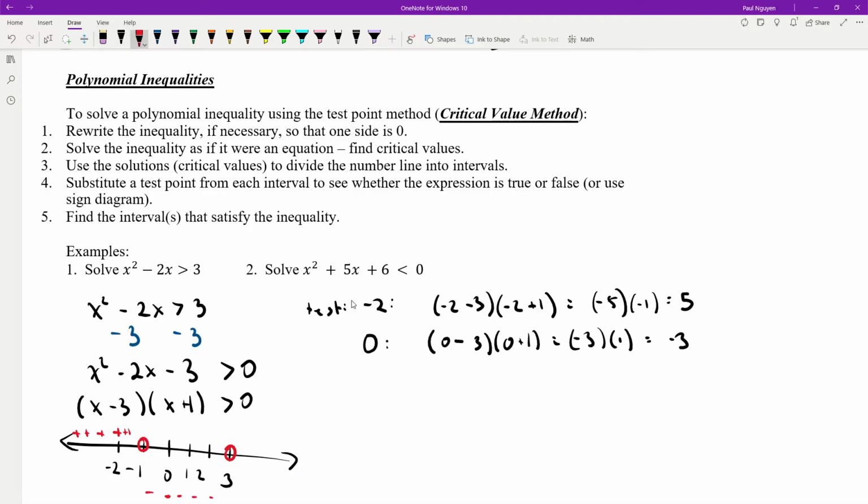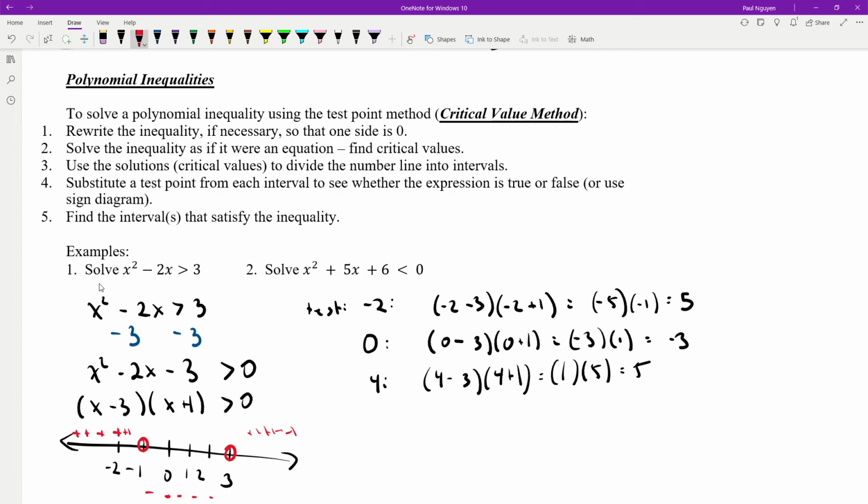Then I want to test something in the region greater than 3, that region over here. And so I'll pick 4 because it's over there. 4 is definitely bigger than 3. That's going to be 4 minus 3, and then 4 plus 1. Well, that's going to be 1 times 5, which is +5, which means it's positive over here.